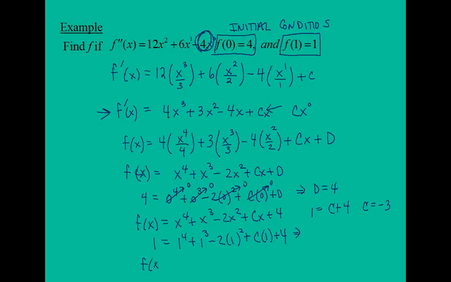So we have our particular solution. Our f of x equals x to the 4th plus x cubed minus 2x squared. Now c we found to be negative 3, so we'd have negative 3x plus 4. And that is our particular solution, because we are able to solve for c and d.